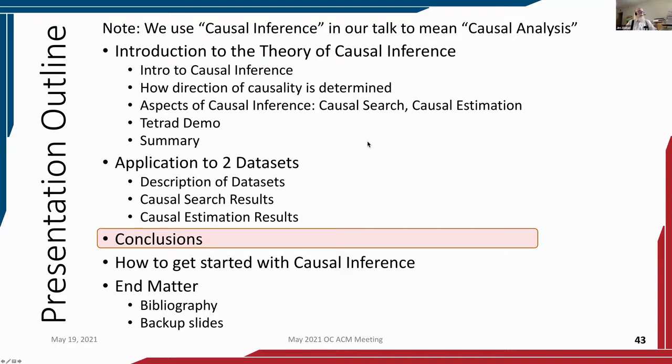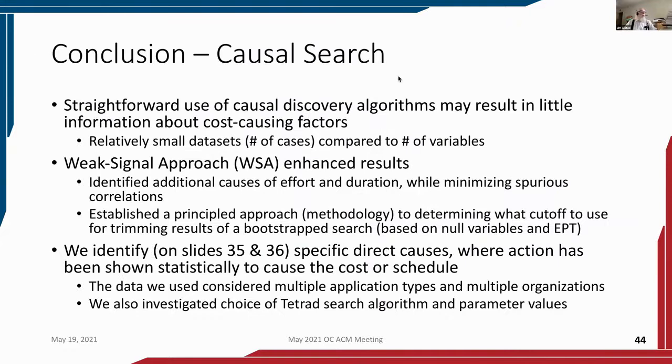Where do we end up with this? So on causal search, we discovered that a straightforward use of causal discovery algorithms may result in little information about cost-causing factors. We think our data sets just aren't big enough. The weak signal approach enhanced the results. We got additional causes of effort and duration while minimizing spurious correlations. And this is a principled approach methodology. It tells us where to do that cutoff in the PNE table, and that trims the results of a Bootstrap search.